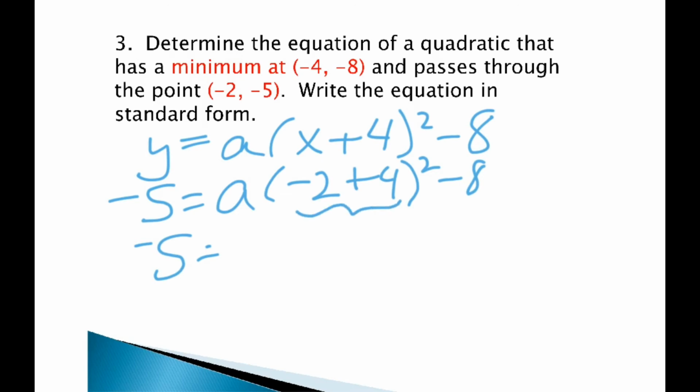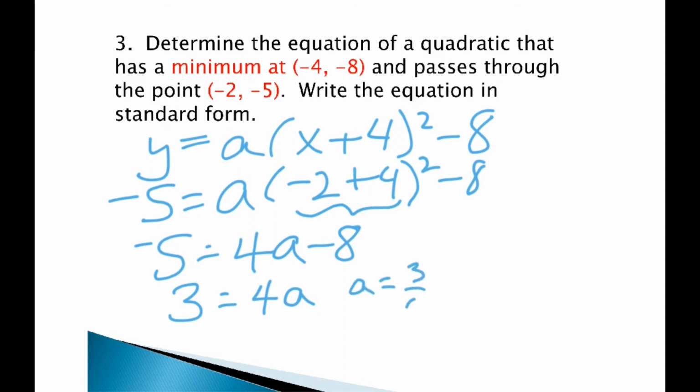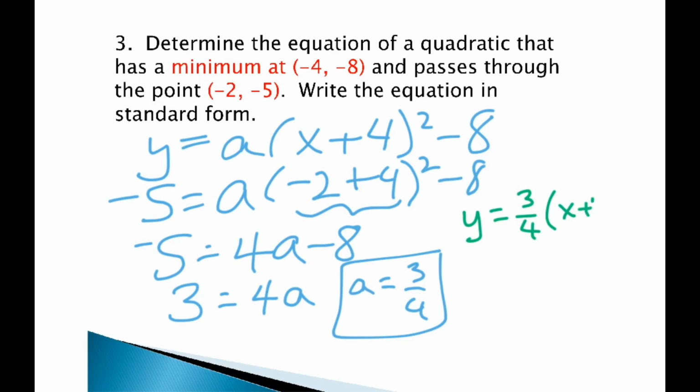Okay, so negative 5 is equal to, this is going to give me 2 squared is 4, so I'm going to have 4A minus 8. I'm going to add 8 to both sides. And then A is equal to 3/4. Okay, that is more reasonable. Okay, now I'm ready to write my actual equation. So it says write it in standard form. I'm going to first write it in vertex form, and then I'll get there.